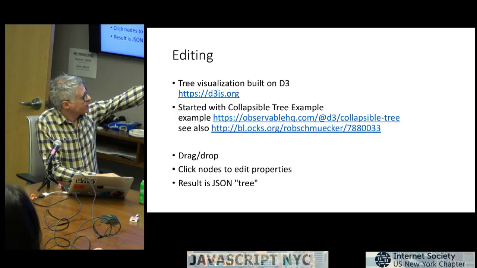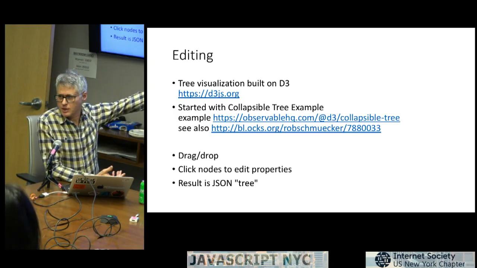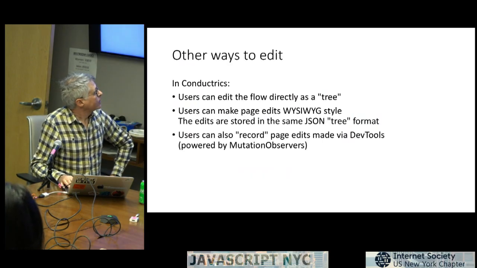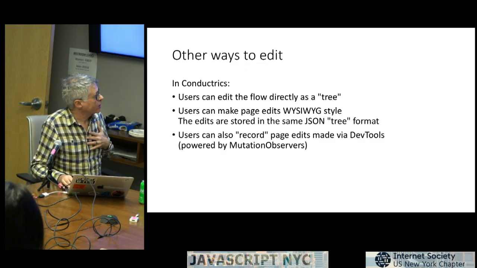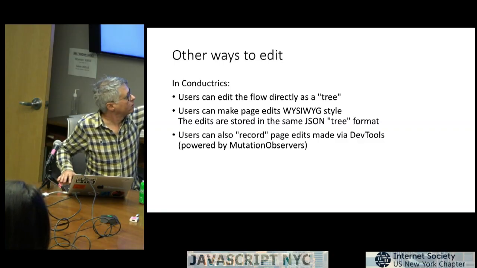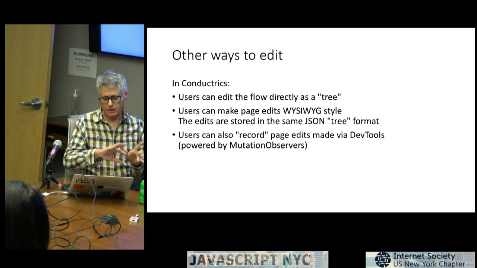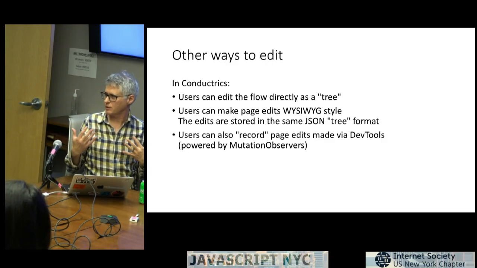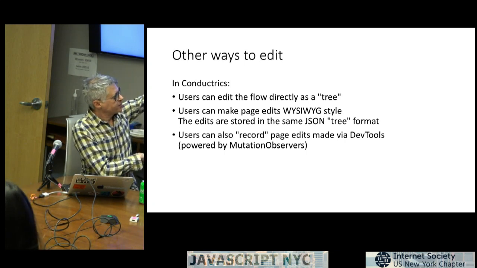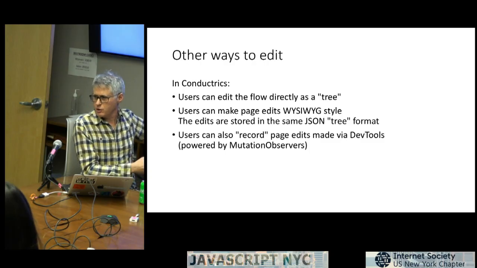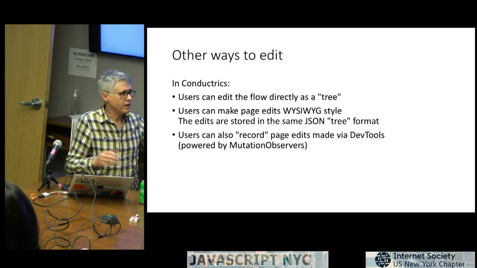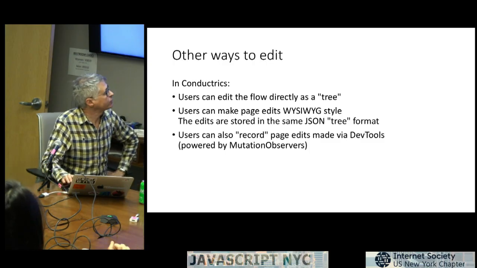So I started with this one example, and I just adapted it to our needs. It was really pretty straightforward. And then, like I said, in Conductrics, our product, people could start off making their changes WYSIWYG style, or they can record page edits. They can open up their browser dev tools and hit record, conceptually, and then we'll record all the changes that you make using your browser dev tools. But either way, you end up with just that JSON tree. So you could do things visually, WYSIWYG style, to get most of the way there, and then finish up by editing the tree in the diagram mode.